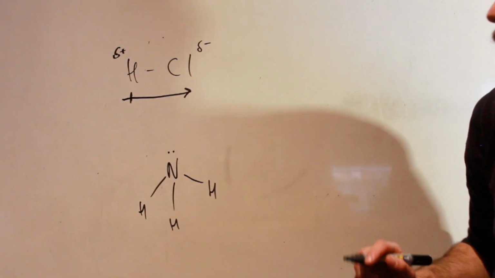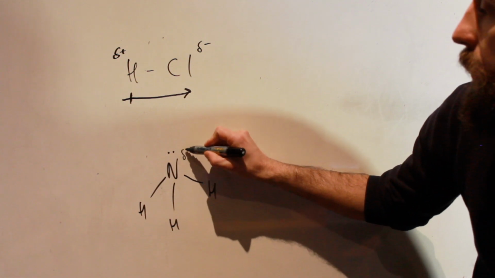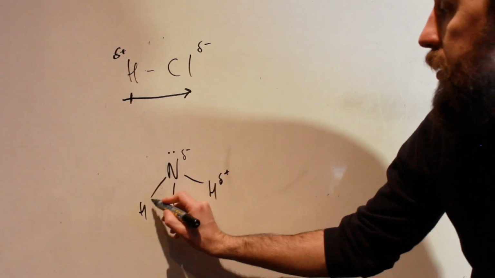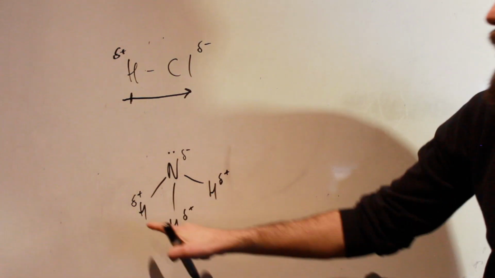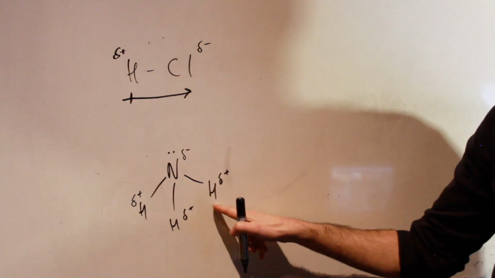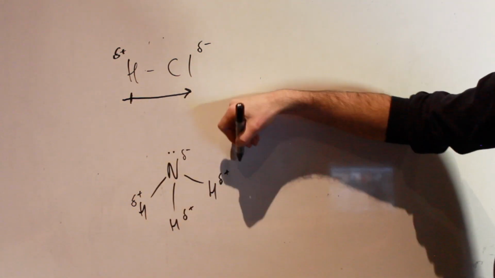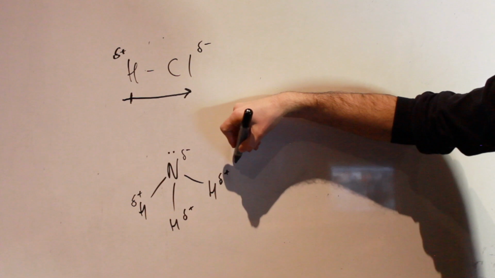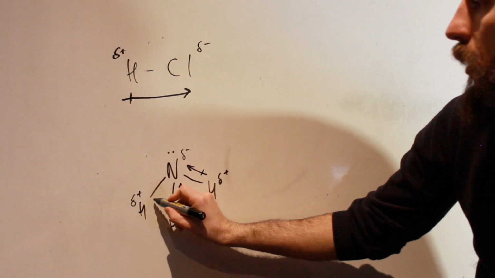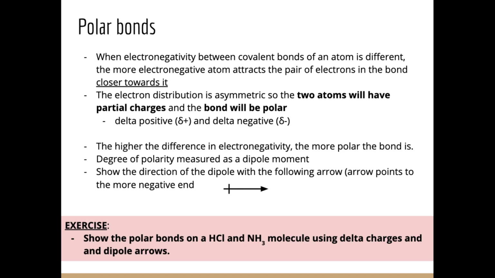So if I were to denote one as delta negative and one as delta positive, it means that the nitrogen is delta negative. All 3 of these hydrogens will be delta positive because all 3 of these hydrogens are having the shared electron pair pushed slightly away from them, which means they're going to have a slightly more positive charge. You can show the dipole moment with the arrow. Remember, the arrow points to the negative end, so I would have 1 there, 1 there, and 1 there. So they're our polar bonds.